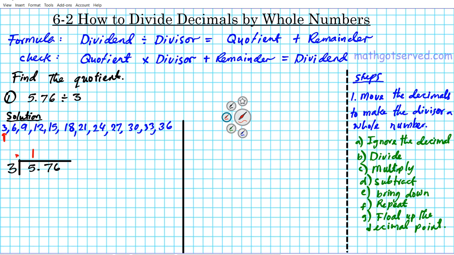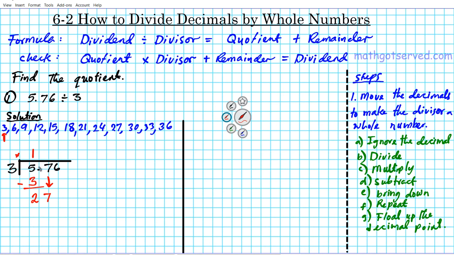So that's divide. And then we multiply. 1 times 3 is 3. Divide, multiply. What do we do next? Subtract. We have 2. Okay, and then bring down. Don't touch the decimal point now. Bring down the next number, which is 7.